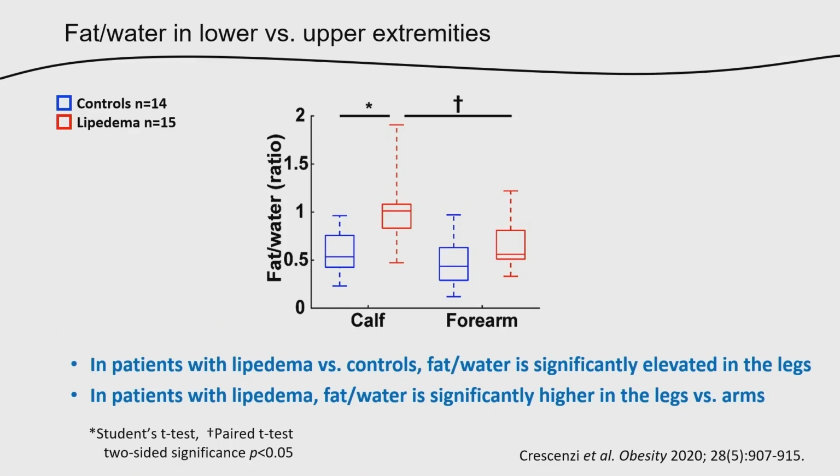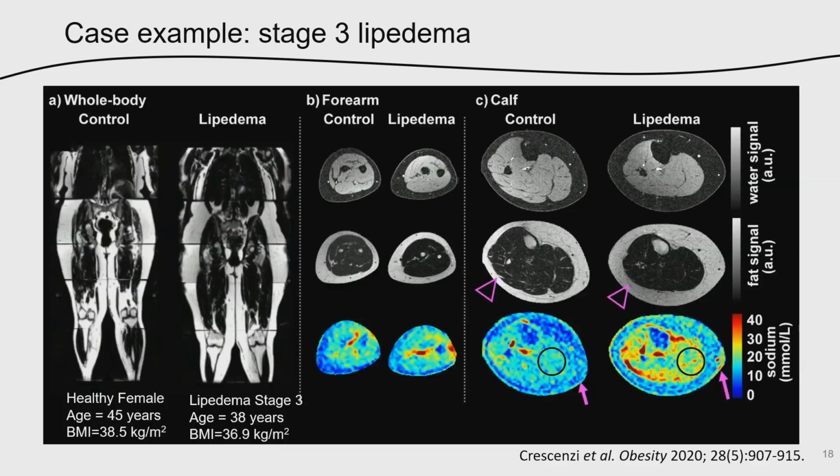So this data, we thought, tells us that there is indeed a disproportionate amount of that subcutaneous fat deposition among the extremities in lipedema, and it's also significantly distinct from controls with a similar BMI.